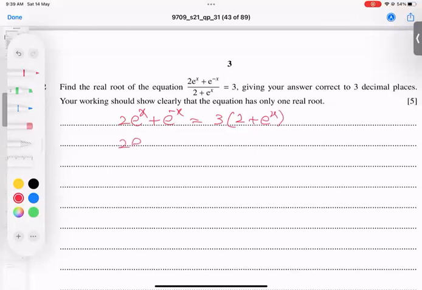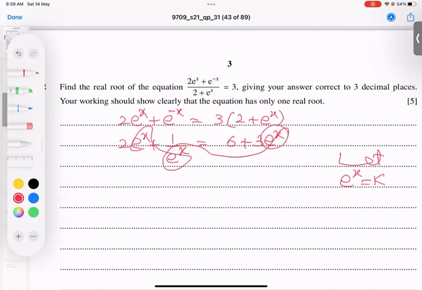Step number 2, all of you know, is this power negative x. Bring it in the denominator, I get this. I think I can make my question easier. Let e to power x be equal to k. So e to power x, e to power x, and e to power x. So I got 2k, 1 over k, 6 plus 3k.